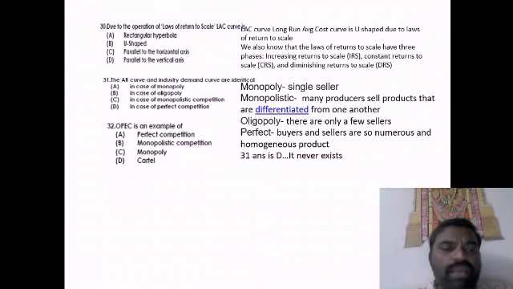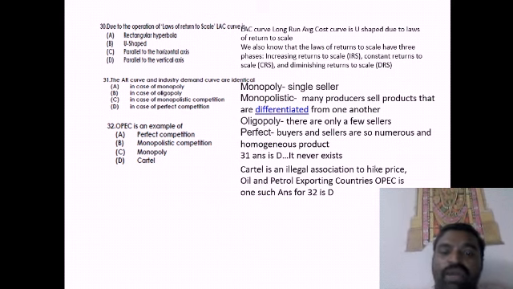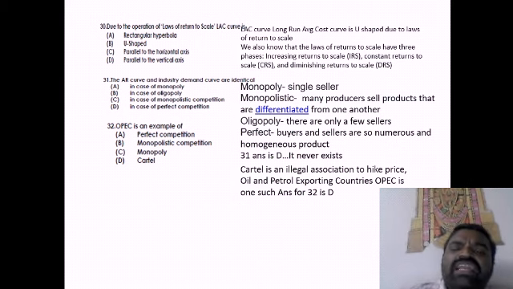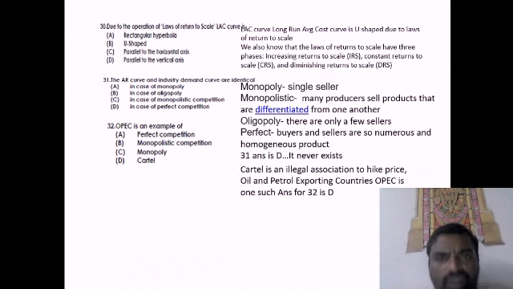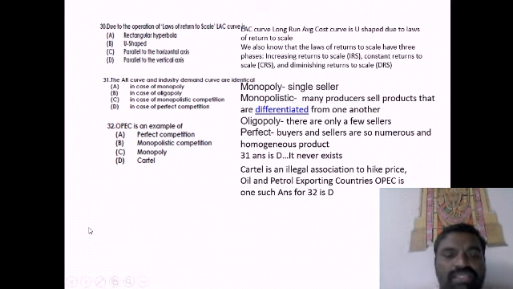Next one, OPEC is an example of. What is OPEC? OPEC is the Organization of Petroleum Exporting Countries. It is just a cartel. A cartel is an illegal association to hike price. So these OPEC countries formed a syndicate to hike the prices of petrol. So the answer is D, that is cartel.